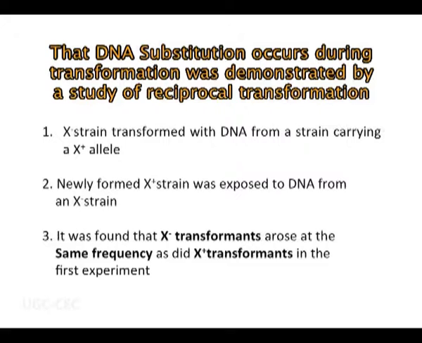It means that they started working with an X minus strain, and it was transformed with DNA containing X plus. And they calculated the number of cells that turned out to be X plus. Similarly, these cells, which turned out to be X plus, were again used to transform another lot of cells, and they could find that the transformation efficiency from X minus to X plus is equivalent to the number of transformants from X plus to X minus. And this can only be justified if it is substitution. If it would have been an addition, then these results would never be obtained.